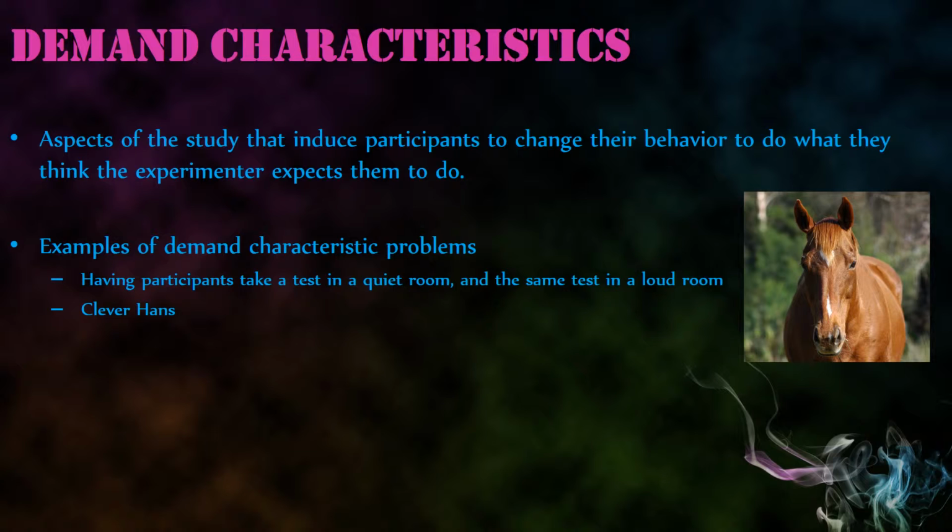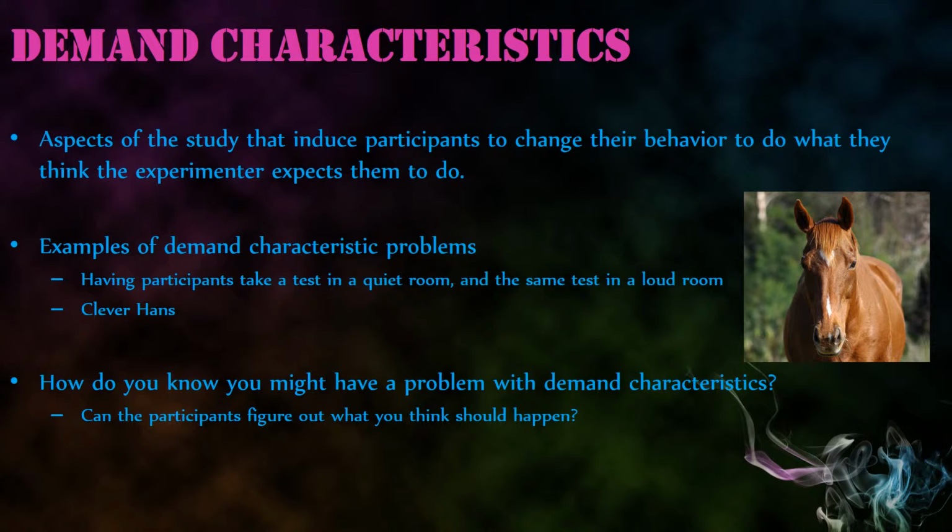So Hans was experiencing demand characteristics. He knew what his trainer expected of him, and he was doing what his trainer expected. How do you know if you might have a problem with demand characteristics? Well, can the participants figure out what you think should happen? And if the participants can figure that out, you're going to have a problem with demand characteristics.